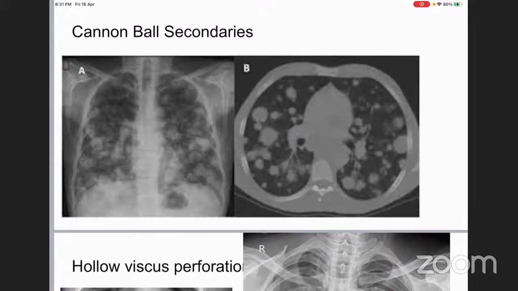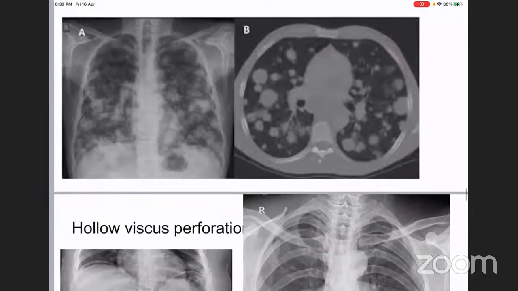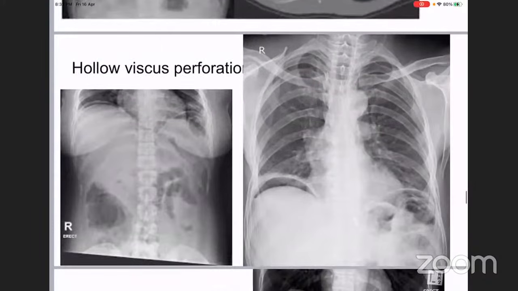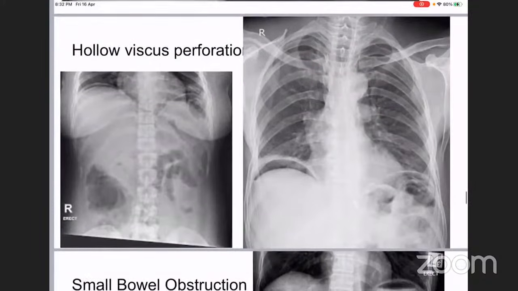Okay, the answer is due to surface tension. So which is the shape with least surface tension? Okay, you've all forgotten your physics. Go read it up. Spherical. Spherical. Okay, very good.